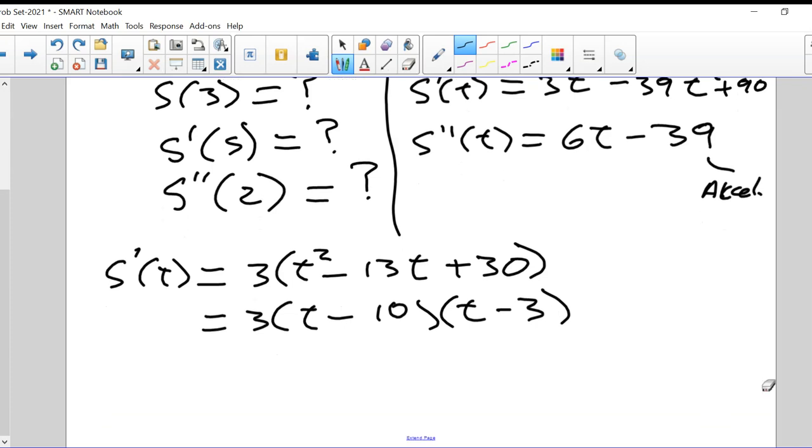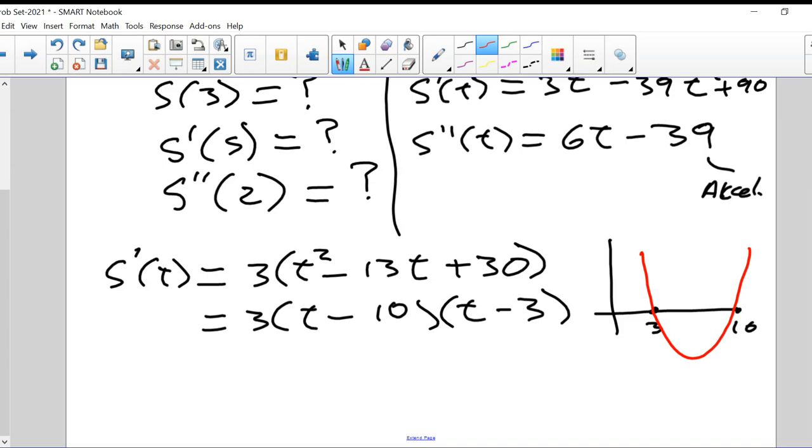I'm going to draw a little diagram on the side here. Nothing elaborate, just a little sketch of this function. This function is a quadratic function that has two zeros at 3 and 10. And I think you'd agree with me. It looks something like that.